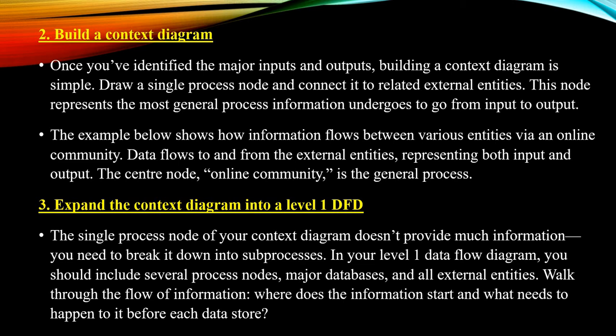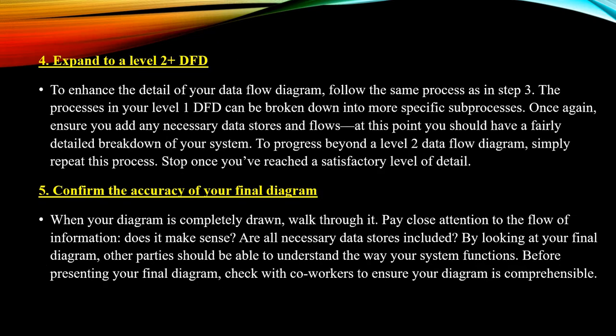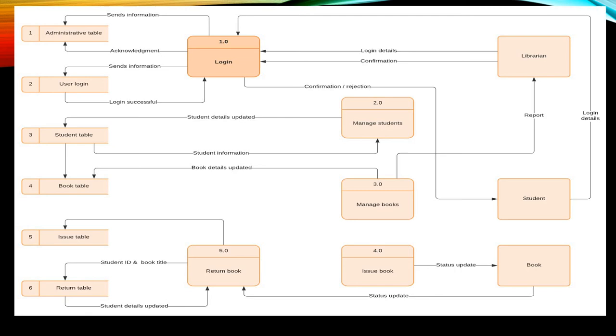The example below shows how information flows between various entities via an online community. Data flows to and from the external entities representing both input and output, and the center node, online community, is the general process. You can see this example.